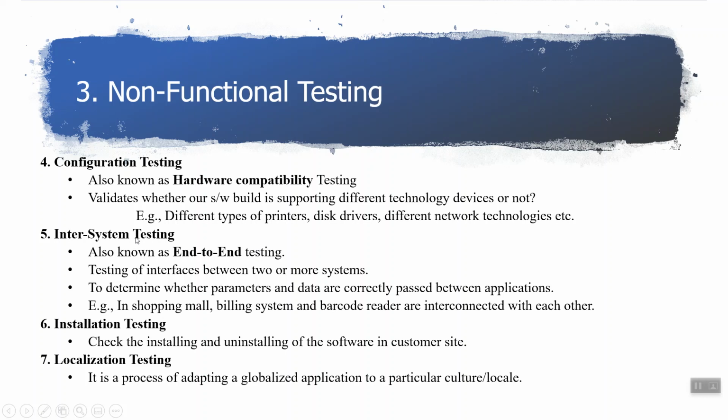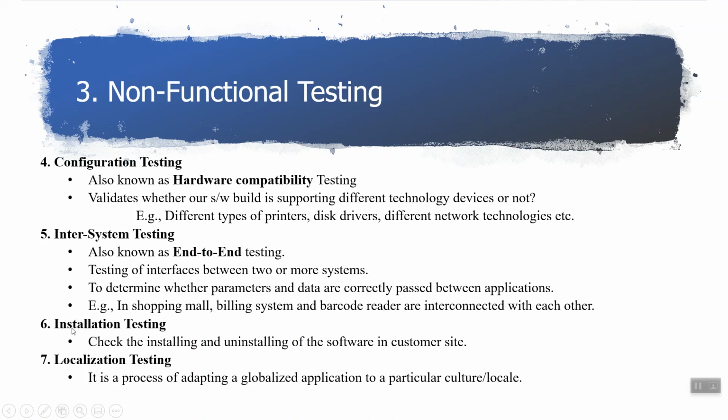The fifth one is intersystem testing. As the name suggests, it is also known as end-to-end testing. It tests the interfaces between two or more systems. Here we determine whether parameters and data are correctly passed between the applications. For example, in shopping malls, billing systems and barcode readers are interconnected with each other. So we will check if the data between the billing system and barcode reader is getting transferred correctly or not.